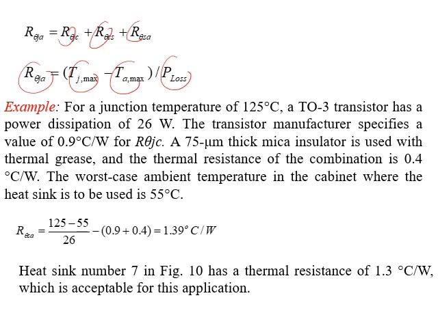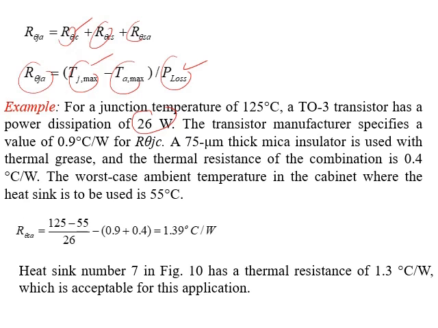Let's apply this in this example. He told me the junction temperature of the 125 Celsius transistor, which has a power dissipation. So he gave you the power dissipation, 26. And also he gave you the junction temperature, 125. The transistor manufacturer specifies a value of 0.9 for junction to case. And also he told me that a 75 micron thick mica insulator is used with thermal grease, and the thermal resistance of the combination is 0.4.